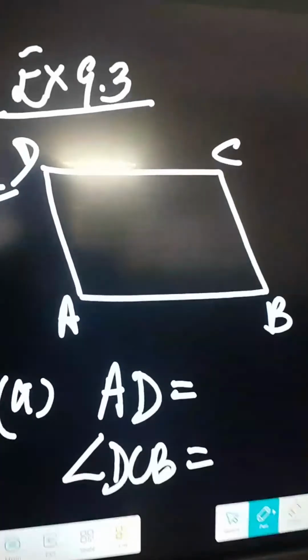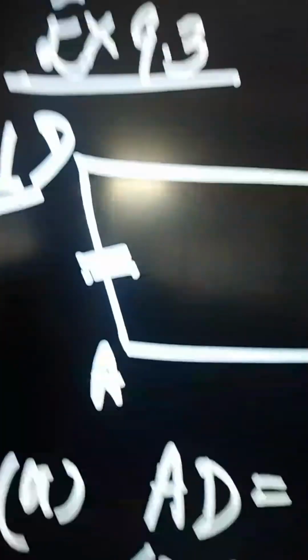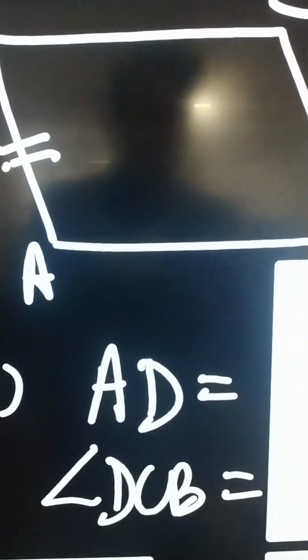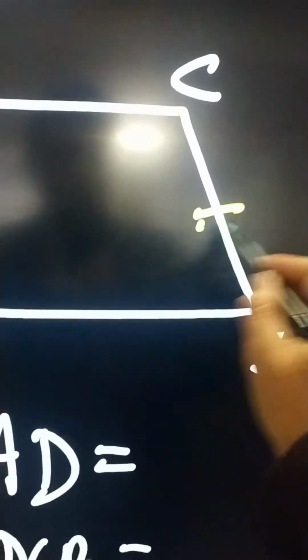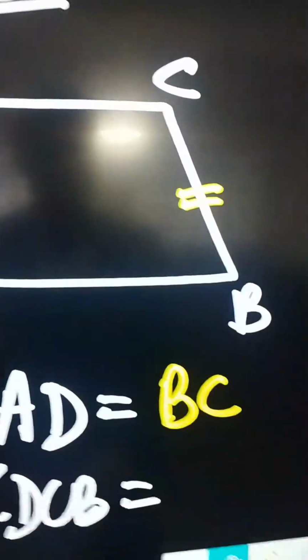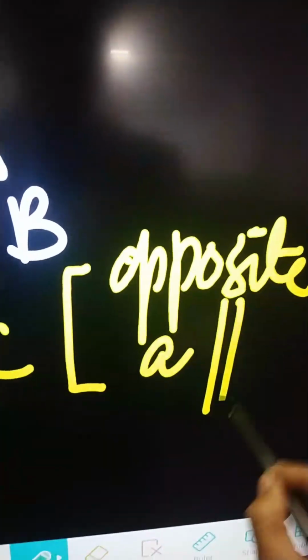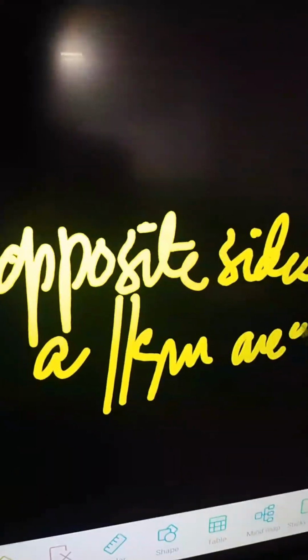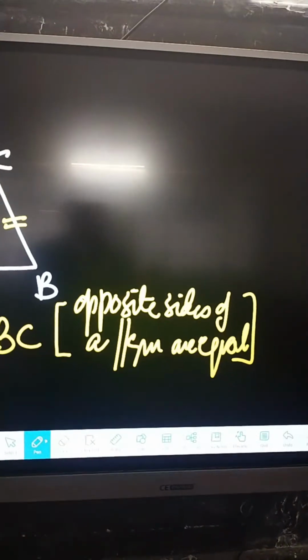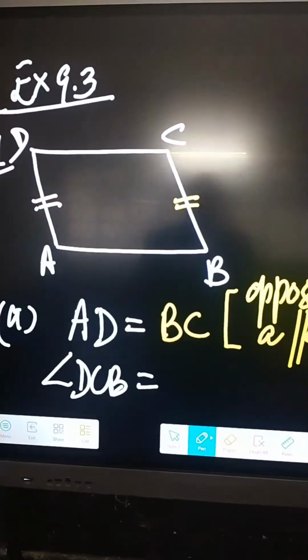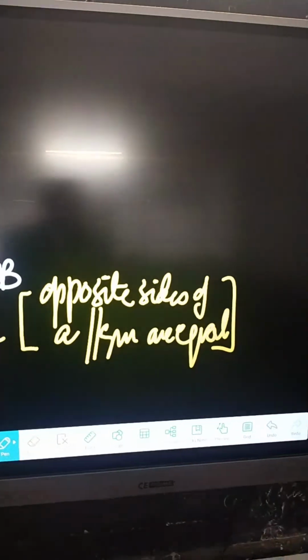So AD means this side is equal to what? AD is equal to this side. So AD is equal to BC is the answer because they are opposite sides. So when you write this, give the reason why. You will not write only the answer, you will give the reason also. Why is AD equal to BC? Because they are opposite sides of a parallelogram.